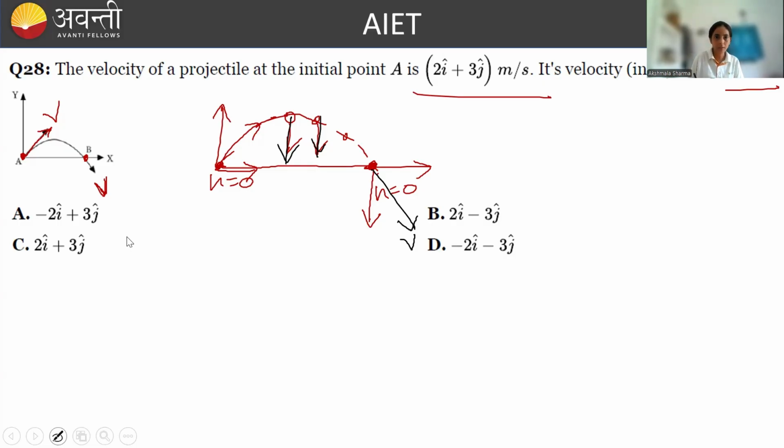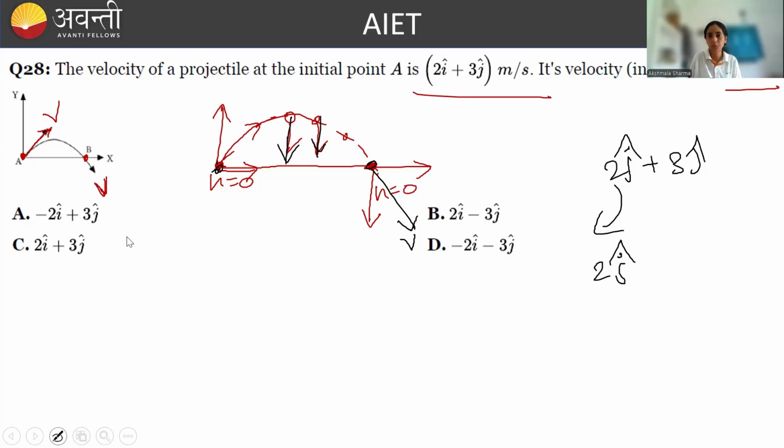Okay, so here the velocity will be what? If initial velocity is 2i plus 3j cap, x direction velocity will remain the same, that is 2i cap, and velocity in y direction also magnitude will remain the same because from h equal to 0 it started and h equal to 0 it has reached.